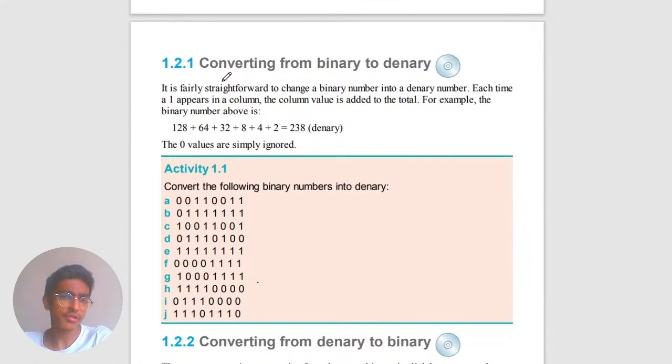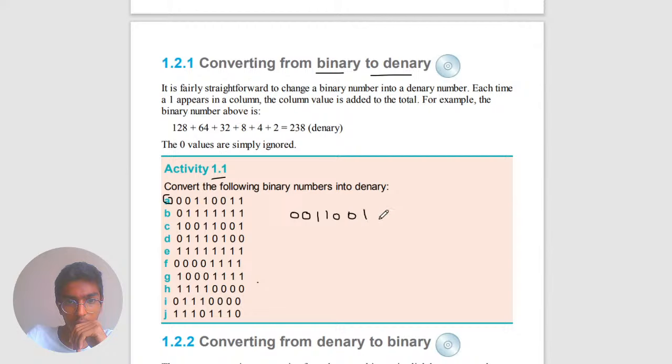Oh, sorry, I missed binary to denary. Okay, simple. So let's have a look at binary to denary. I'm going to use activity 1.1a. I'm going to do a. So I'm going to write these numbers once again like that. 1, 1, 0, 0, 1, 1.